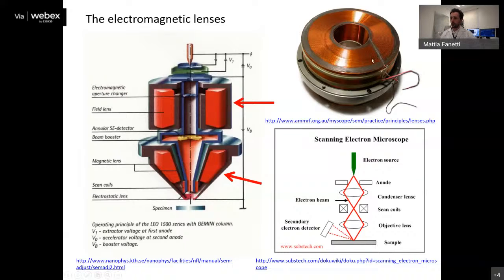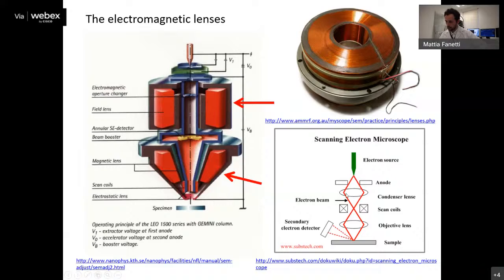Electromagnetic lenses are quite simple objects, actually. They are nothing else than coils of copper wire, okay, with a hole in the middle. And the hole in the middle is where the electron beam is passing through. How does an electromagnetic lens work? Briefly, by driving a current in the coil, we generate a non-uniform magnetic field in the middle, okay? And this non-uniform magnetic field has the capability to focus the electron trajectories.